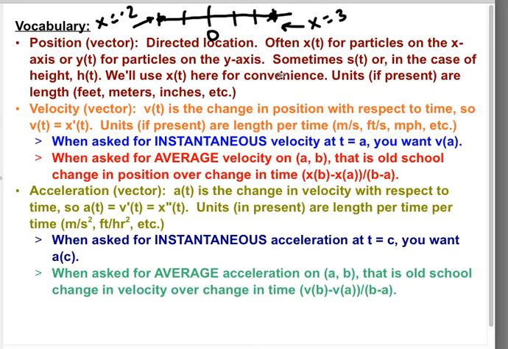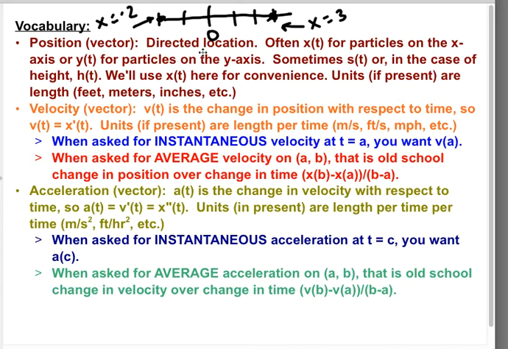Velocity is also a vector. Velocity is the change in position with respect to time. So in calculus, we learned that v of t is x prime of t. It is the derivative of position. So if present, units are length per time, like meters per second, feet per second, miles per hour, etc. If you're asked for the instantaneous velocity at time t equals a, you would want v of a, so you'd plug in time a for the velocity function.